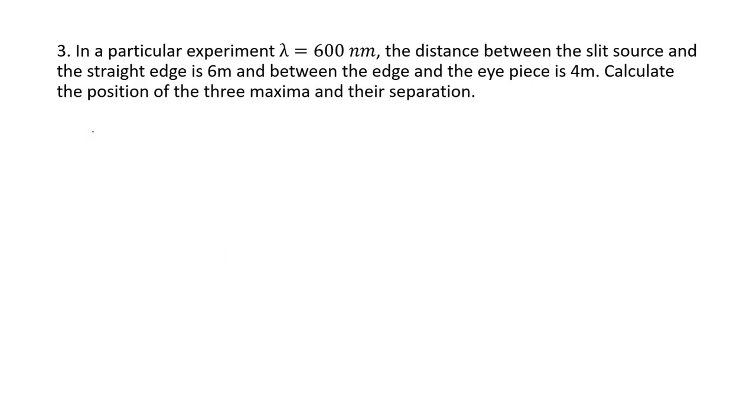So, what are the values we have got? We have got lambda, that is 600 nanometer. The distance between the source and the straight edge is 6 meter, so a is 6 meter. And the distance between the edge and the eyepiece. The eyepiece here is a screen, or anything that captures the image is a screen. So here b, that is the distance to the screen, is 4 meter. We are asked to calculate the position of 3 maxima and their separation.